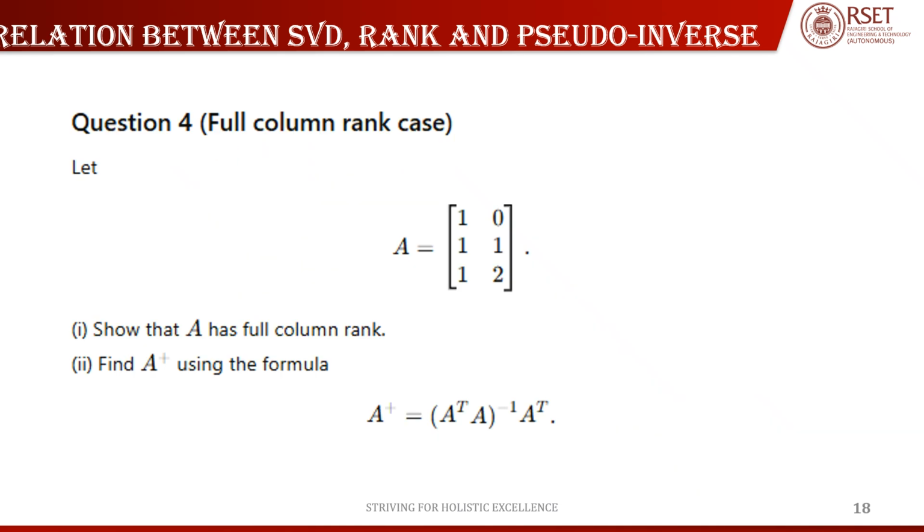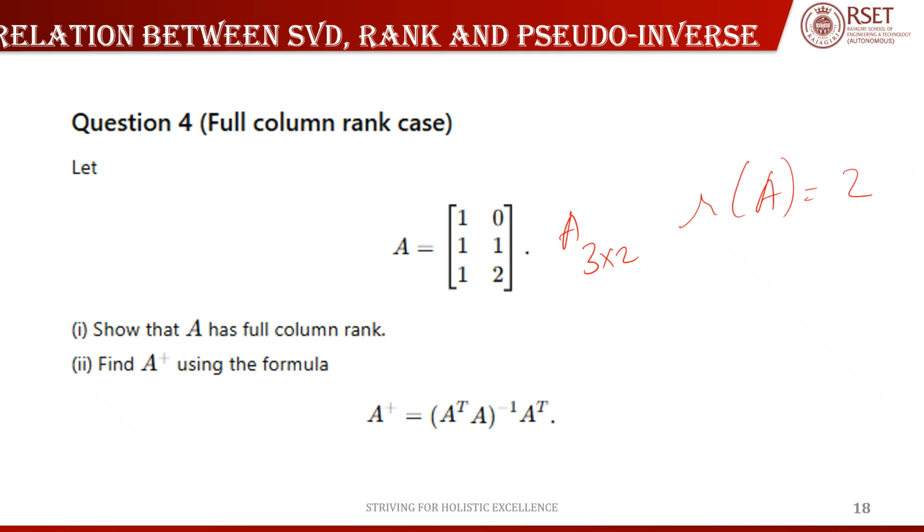Coming to the next problem, we are given A equal to [1 0; 1 1; 1 2], and we are asked to show that A has full column rank. Full column rank in the sense we have to prove that this A is a 3 by 2 matrix, and that the rank of A is 2.